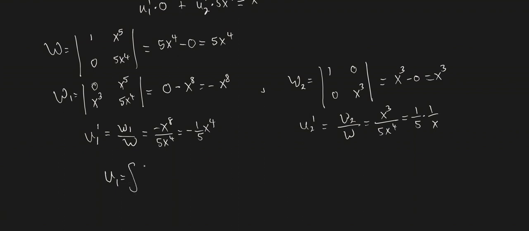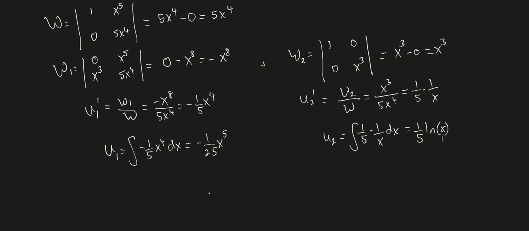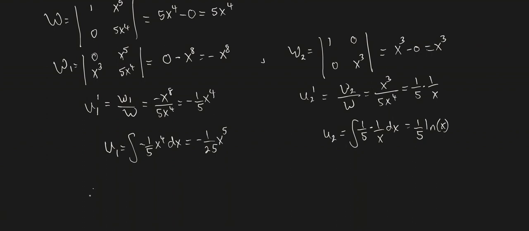So u1 is the antiderivative of negative 1/5 x to the fourth dx. That's going to be negative 1 over 25 x to the fifth, plus a constant which, in this case, we're going to choose to be 0. Then over here, we have to be careful with this. Just remember the 1 over x, that's going to be our natural log. So we have the integral of 1/5 times 1 over x dx, which is 1/5 natural log of x. So we have our u1 and u2. That means y sub p is u1 times y1, where y1 was 1, plus u2, which is 1/5 the natural log of x, times y2, which is x to the fifth.